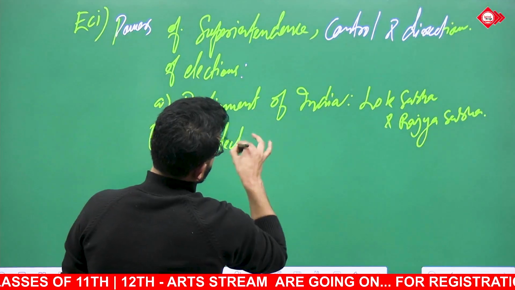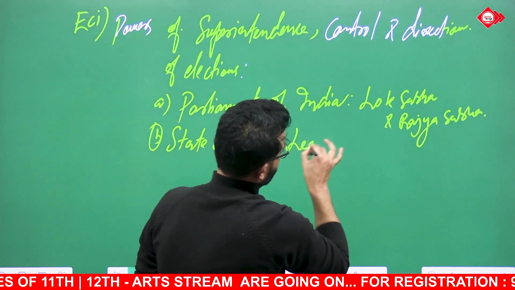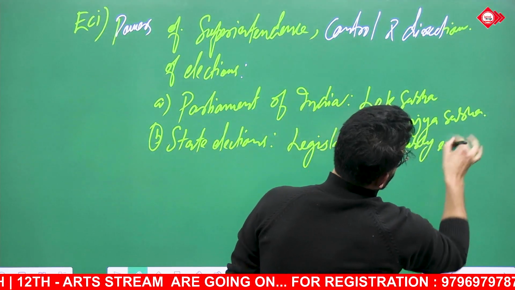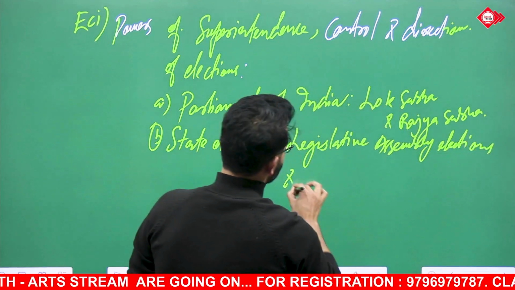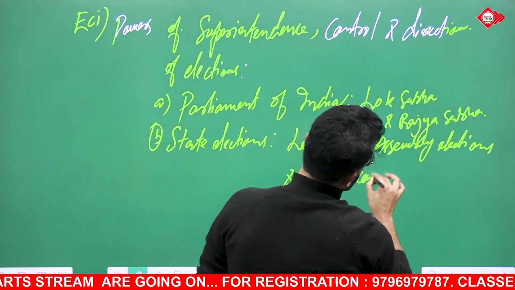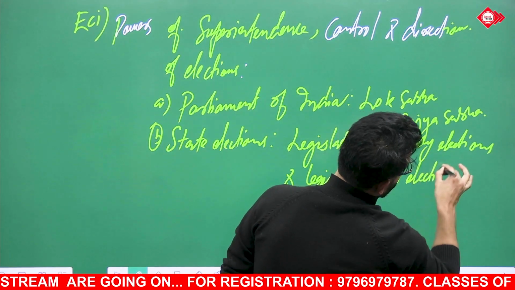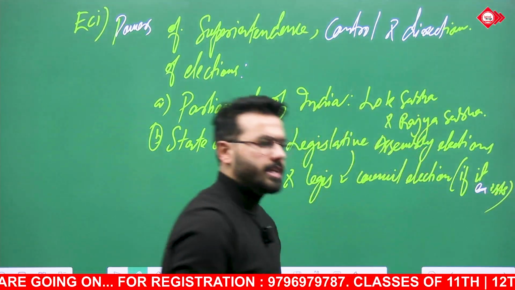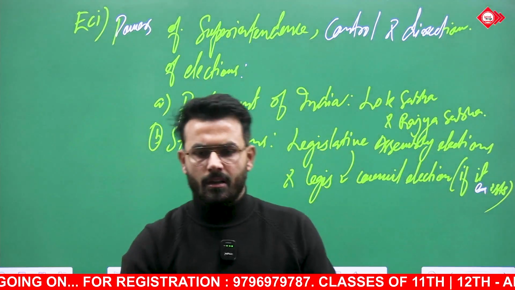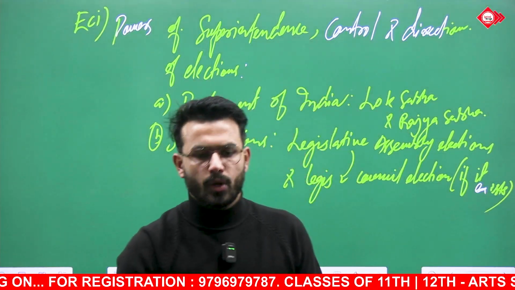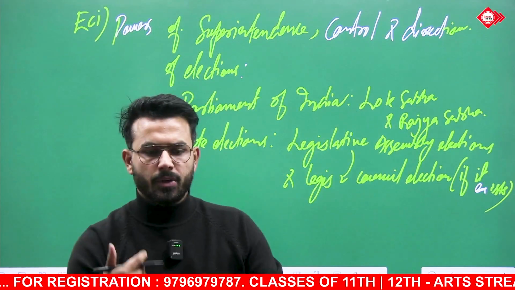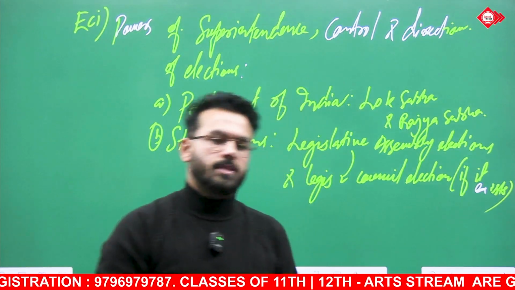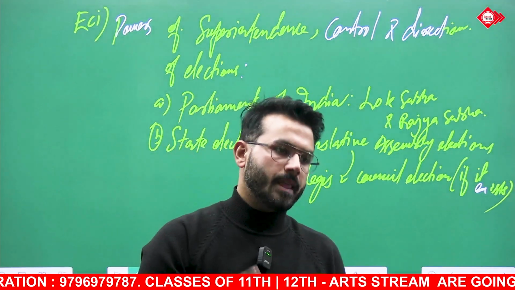State elections. कौन से state elections? Legislative Assembly elections and legislative council elections if it exists. If it exists, what does it mean? There are only a few states where we have a legislative council, that is, a bicameral legislature in states, like Maharashtra, Uttar Pradesh, and Bihar, where we have a state legislative assembly as well as a state legislative council. समझ आ रहा है?